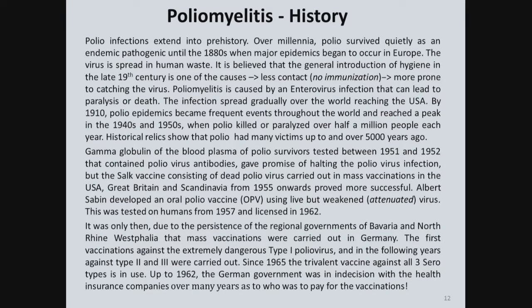It was only then, due to the persistence of the regional governments of Bavaria and North Rhine-Westphalia, that mass vaccinations were carried out in Germany. The first vaccinations against the extremely dangerous type 1 poliovirus, and in the following years against type 2 and 3, were carried out. Since 1965, the trivalent vaccine against all three serotypes is in use. Up to 1962, the German government was in indecision with the health insurance companies over many years as to who was to pay for the vaccinations.